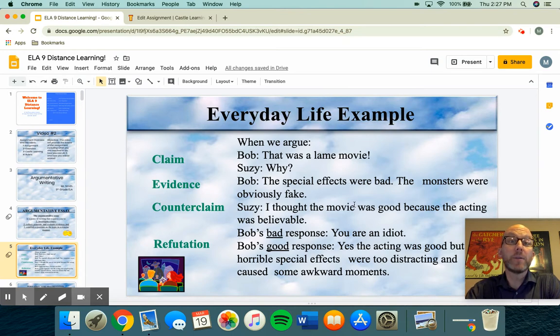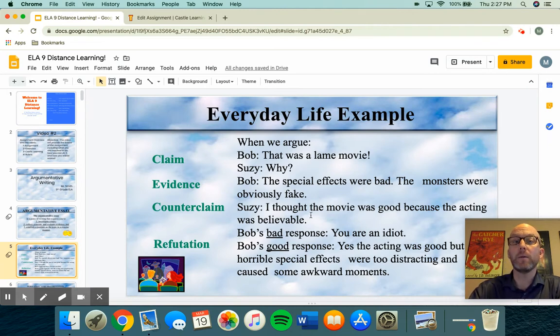And then the other person might say, well, I really think this, right? And here we see it with the example of a movie. Bob says, this is a lame movie. And Susie says, why? Well, he says, because the special effects were bad and the monsters were obviously fake. And she's going to say, well, I thought the movie was actually pretty good because the acting was believable. And we'll look at that in a second.